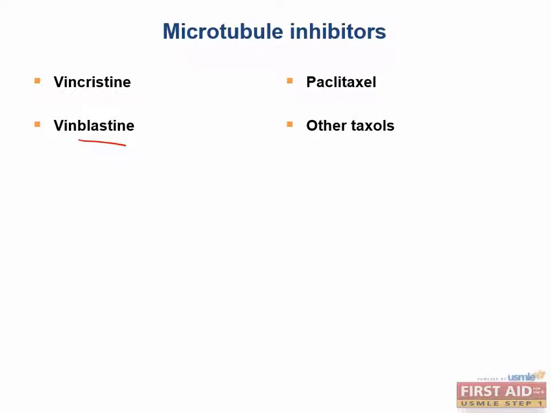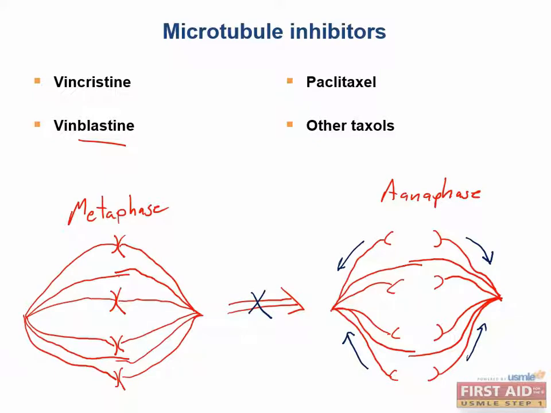The Taxols, like paclitaxel, work by hyperstabilizing the polymerized microtubules so that the mitotic spindle cannot break down. This means that cells cannot progress from the metaphase to the anaphase. Taxols are useful in ovarian and breast carcinomas. Toxicities include myelosuppression, alopecia, and hypersensitivity.